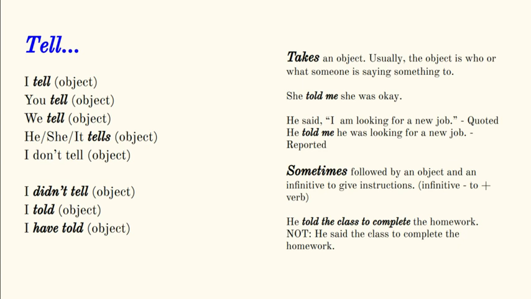I tell you, you tell me, we tell him, he, she, it tells us, I don't tell her, right? And then I didn't tell her, I told her, I have told her, right? And the reason I did this is because this is the main difference between tell and say. Say is usually followed by what someone wants to say, whereas tell is followed by the person that is receiving the information, right? So usually the object is who or what someone is saying something to.